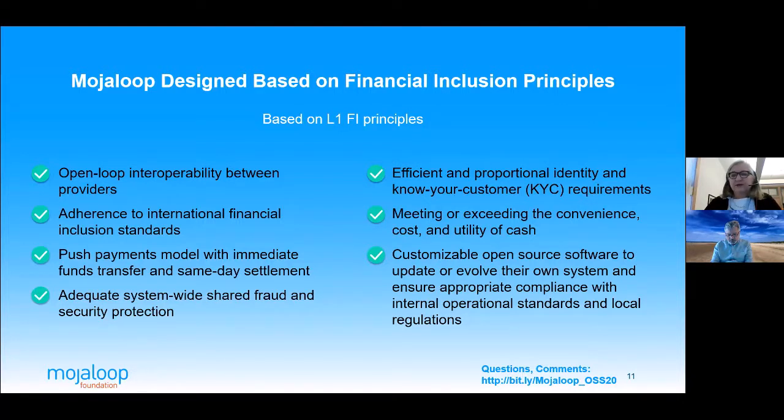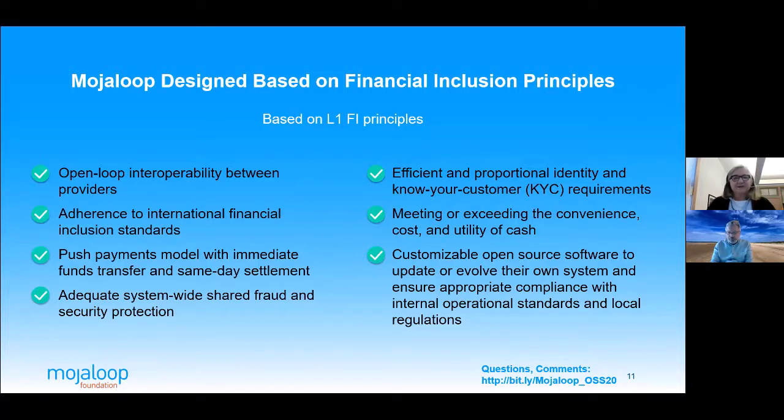We wanted efficient proportional identity and know your customer requirements. We wanted to meet or exceed the benefits and utility of cash in these days of COVID. We can certainly appreciate the fact that more and more countries around the globe are trying to reduce their use of cash. And of course, what we wanted to do is make sure that the platform was customizable so that folks could adjust the platform to meet both their regulatory and their local needs.